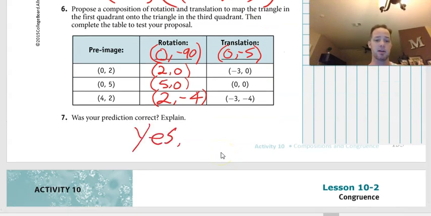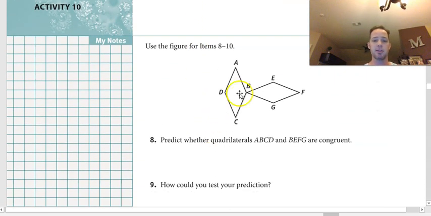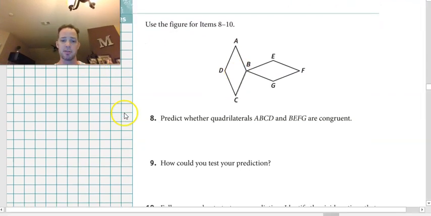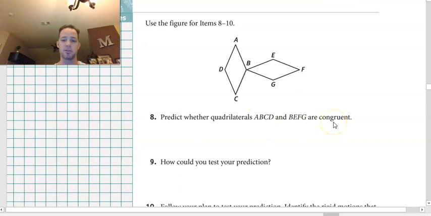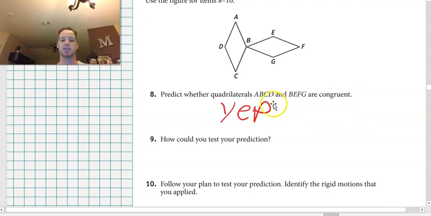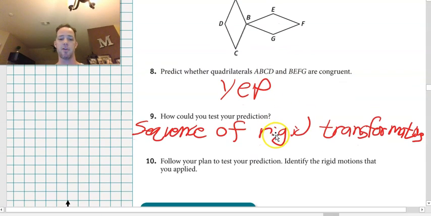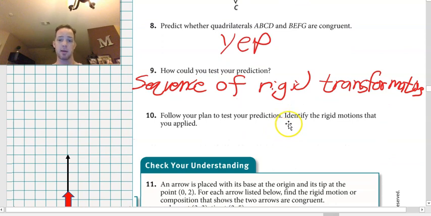Yes, because rotations and translations is generally what we're going to use to map figures on top of each other for proving congruence. All right. Here, it says use this figure for 8 through 10. So it says predict whether the quadrilaterals are congruent. Look congruent to me. Yep. Good prediction. How could we test? Obviously, we could use a sequence of rigid transformations to map one onto the other. So follow our plan and test our prediction, identify the rigid motions that we applied.